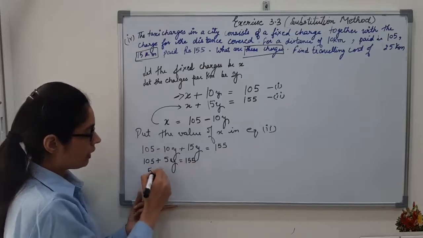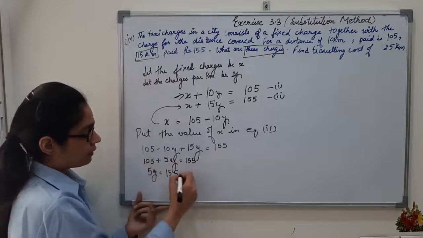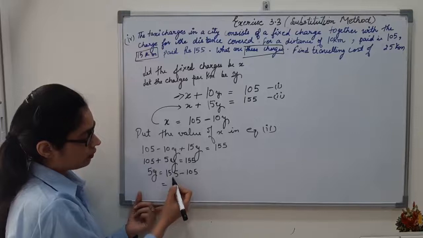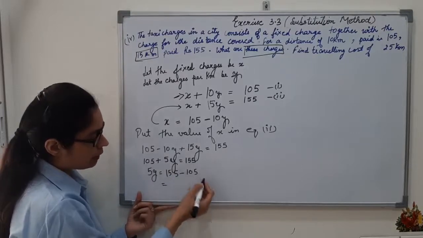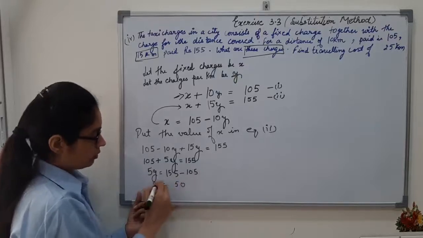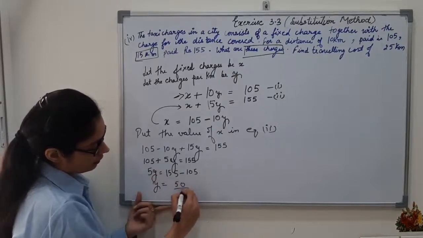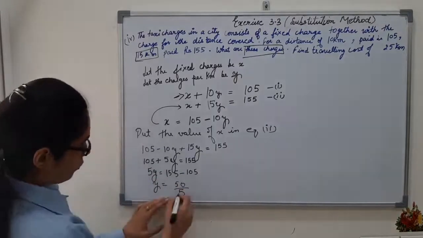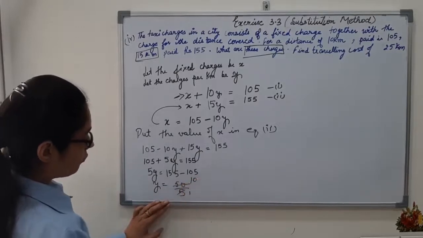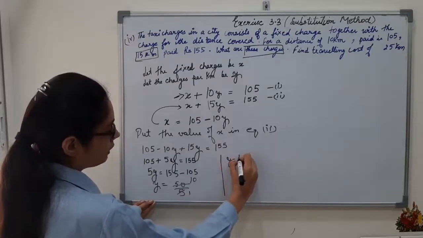Now I will write 5y here and shift 105 to the other side. It will become minus 105. So I will subtract 105 from 155. 5 minus 5 is 0, 5 minus 0 is 5, 1 minus 1 is 0. So 5y is equal to 50. The 5 is getting multiplied by y, so it will get divided. 5 into 10 is 50. So you got y is equal to 10.